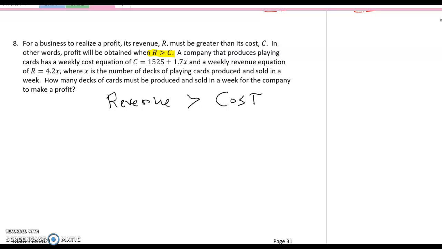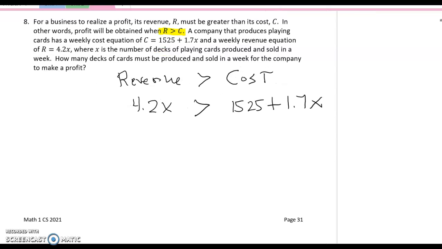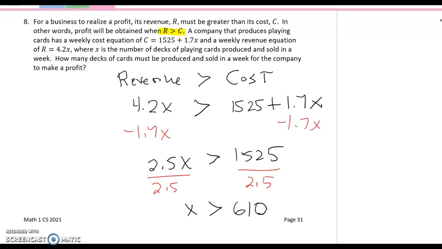Now, since we have expressions for both the revenue and the cost, we don't need to make up any expressions because they gave it to you. So we plug in the expression they gave you for revenue, and we do the one for the cost. This one was pretty straightforward. Now we can go ahead and solve for X. We get X is greater than 610. So for this company to make a profit, they would need to sell more than 610 decks of cards.